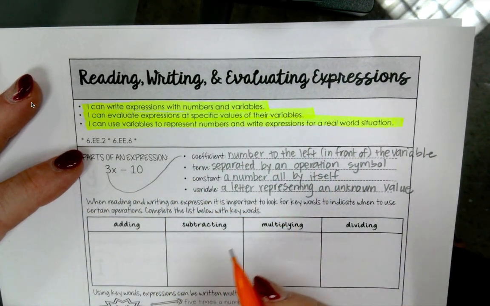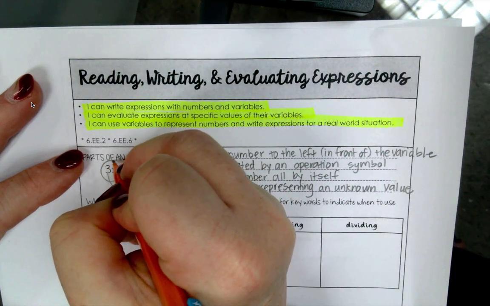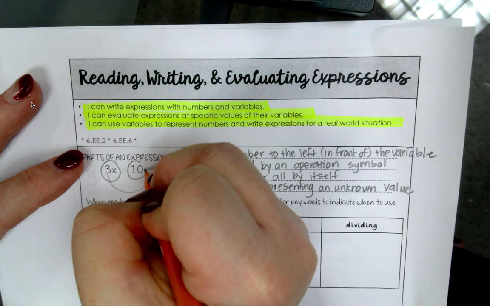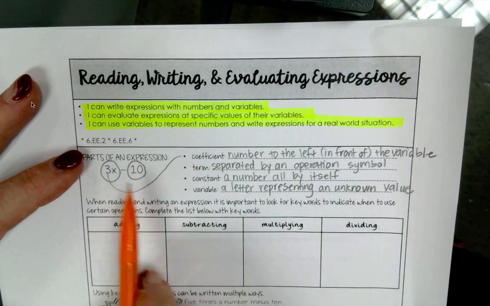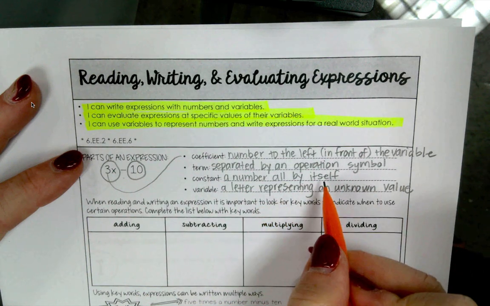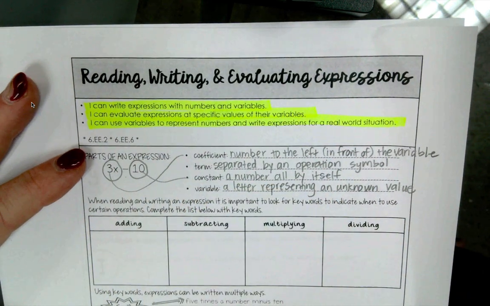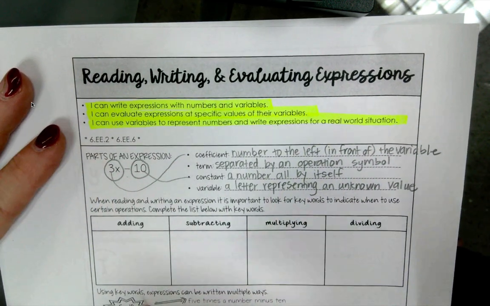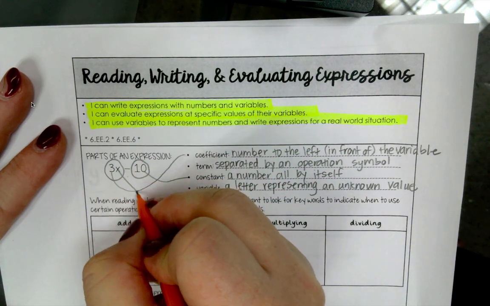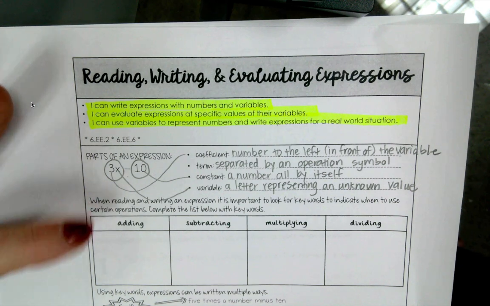The term, we're going to circle the terms. 3x is a term, 10 is a term, because they're separated by an operation symbol. Constants are numbers all by themselves. When we say constant, it's something that just never changes. And then a variable is a letter. So this is my variable. A letter representing an unknown value.